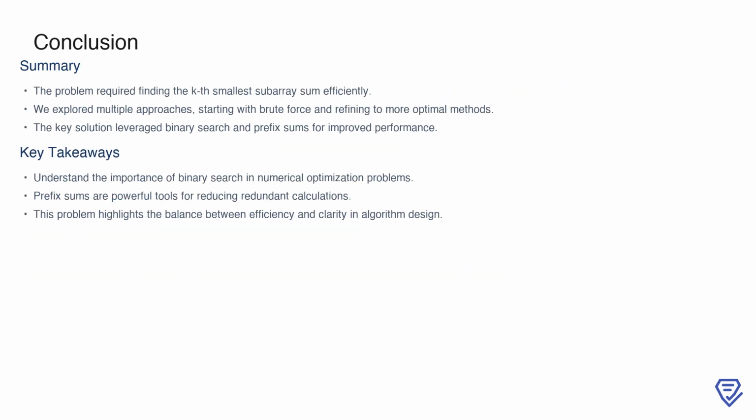Great work! We've now completed the walkthrough of LeetCode number 1918, kth smallest subarray sum. We reviewed the problem, explored different approaches, and highlighted the optimal solution. Remember to practice similar problems to reinforce these concepts.